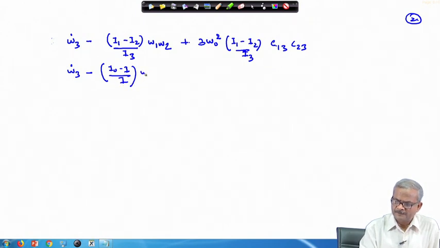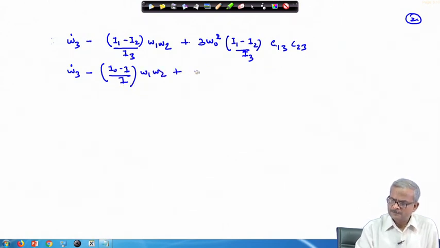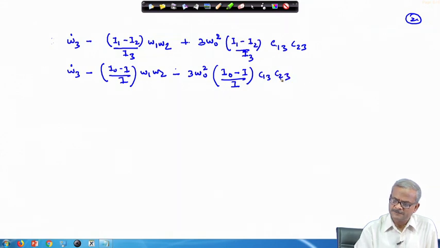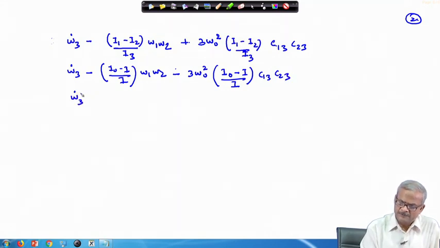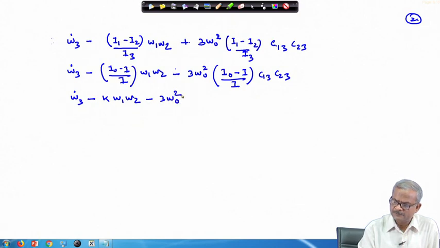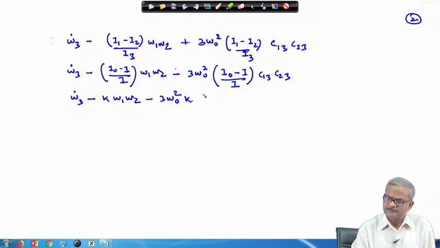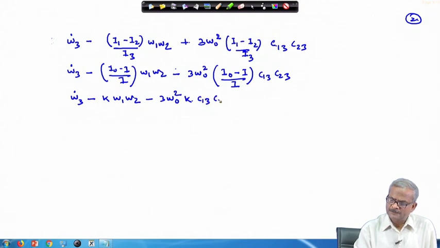So, this will become k, and the same way here in this place we need to change. So, we will have a minus sign here, 3 omega 0 square, and I 2 is I 0 minus I divided by I, C 1 3 C 2 3, and this gets reduced to omega 3 dot. This part we have written as k. So, omega 1 omega 2 minus 3 omega 0 square, this is k, C 1 3 times C 2 3, this equal to 0. On the right hand side all these are 0.